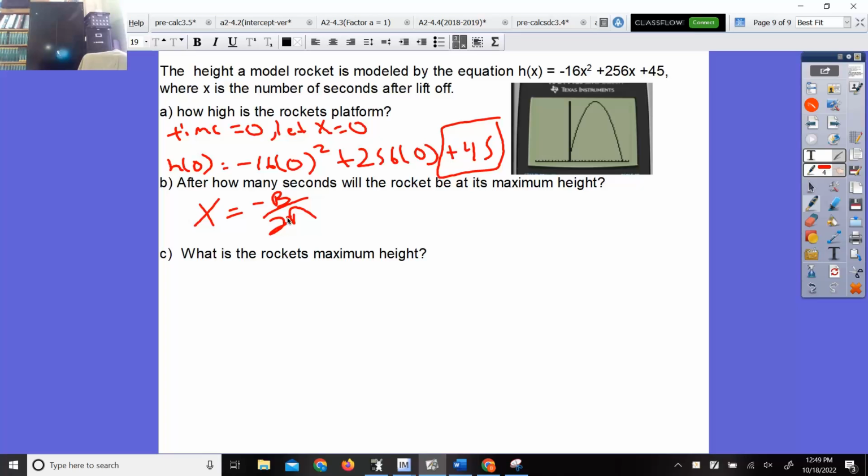256. That's right. And Kai, what's a? Negative 16. Negative 16. So we're looking at negative 256 over twice a, negative 16. It should be 8. Some of you kids need to be pushing buttons. Some kids won't get 8. Some kids will get like 4-digit numbers.